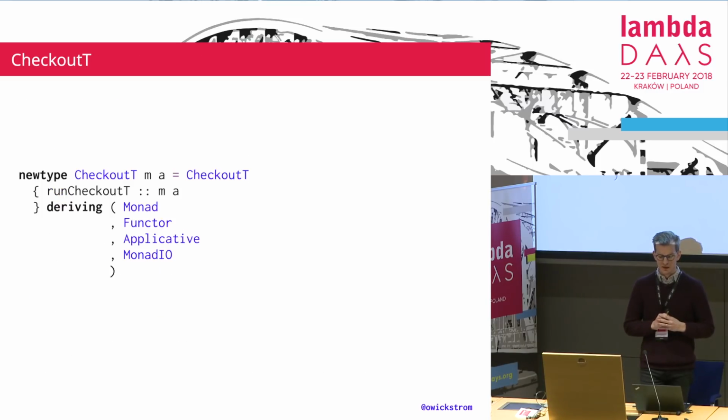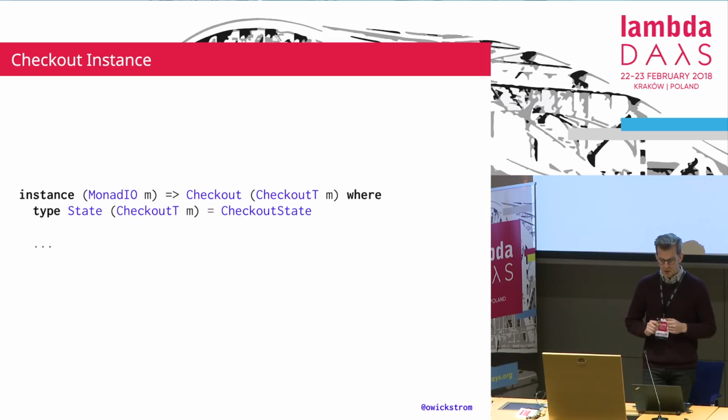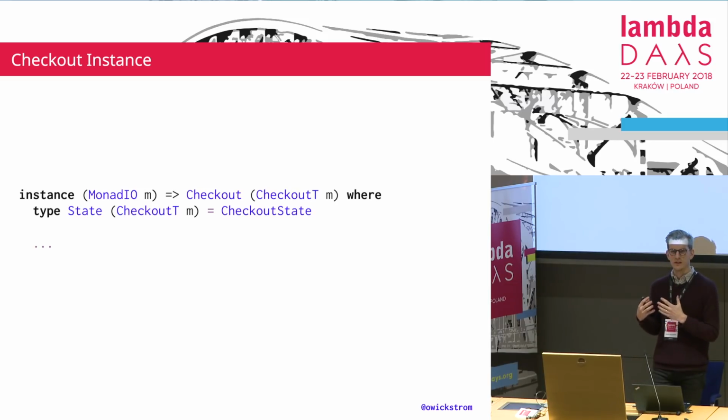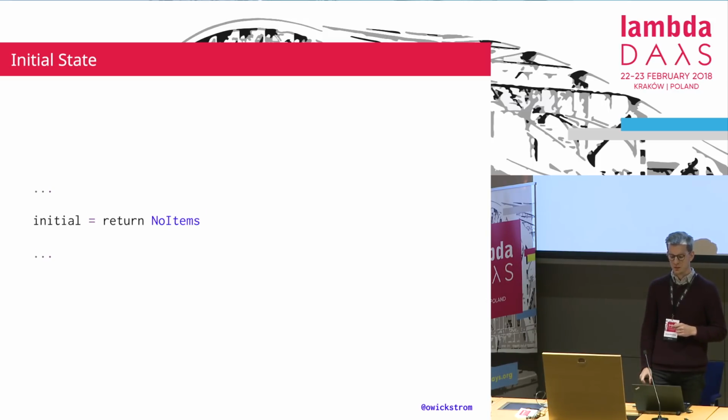Given that we have a bit of machinery to run this MTL-style checkout T type, this is the regular kind of boilerplate you do with MTL, unfortunately. We can then define this instance. So we say the checkout instance for checkout T. And then we associate our concrete checkout data type for checkout state with the kind of abstract state type. So for this instance, state will be checkout state, basically. Let's look at some of the instance methods.